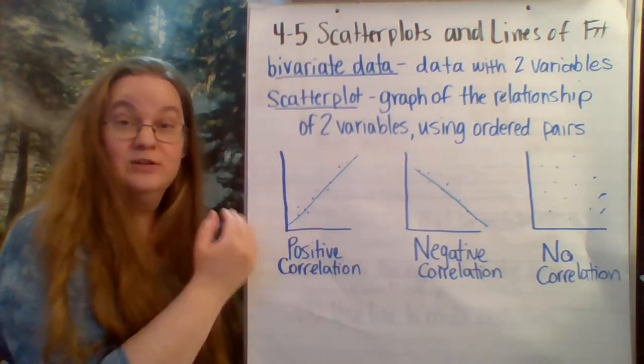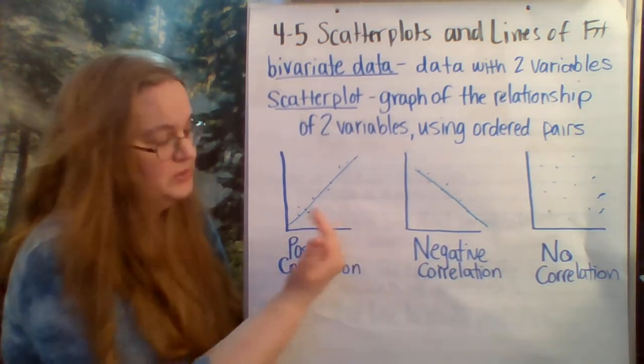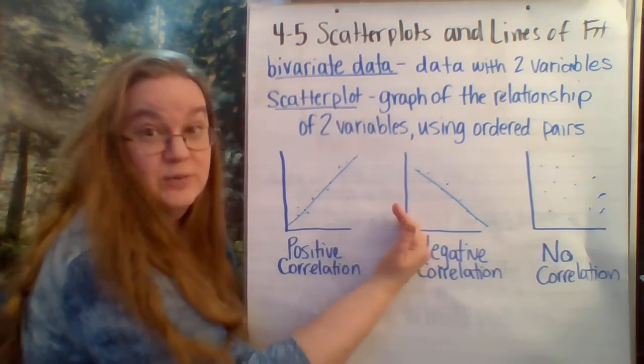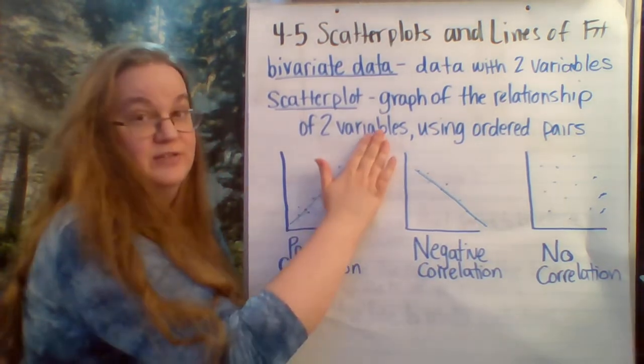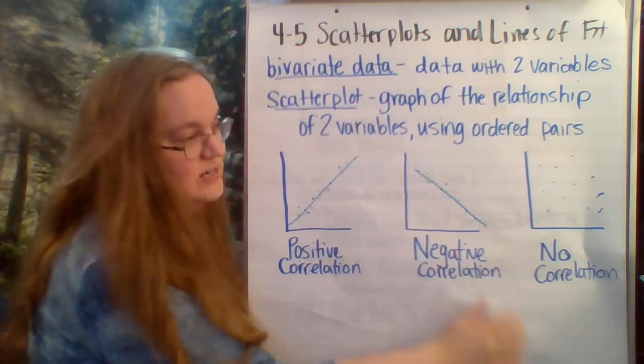So again, you read graphs from left to right, just like you read a book. And so if it's going up from left to right, it's positive. If it's going down from left to right, it's negative. So if it looks like it's traveling up from left to right, it's a positive correlation. If it looks like it's going down, it's a negative correlation.